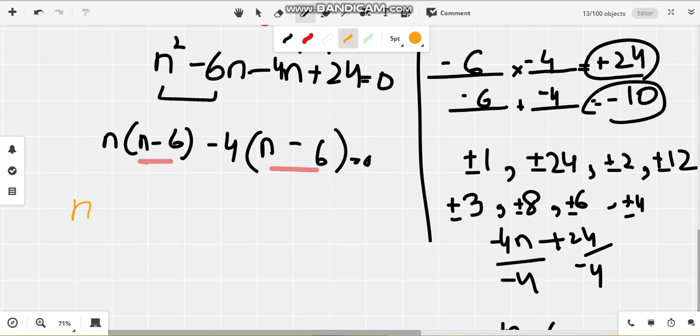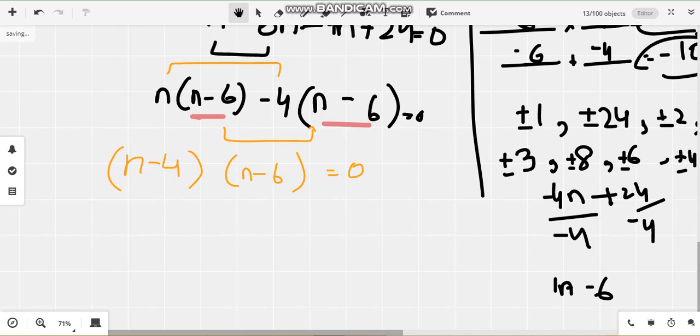After that we will write one thing outer, one pair and the other one inside pair, that is common. So we just write that once. n minus 4 equals to 0 and n minus 6 equals to 0. This is our factor form.